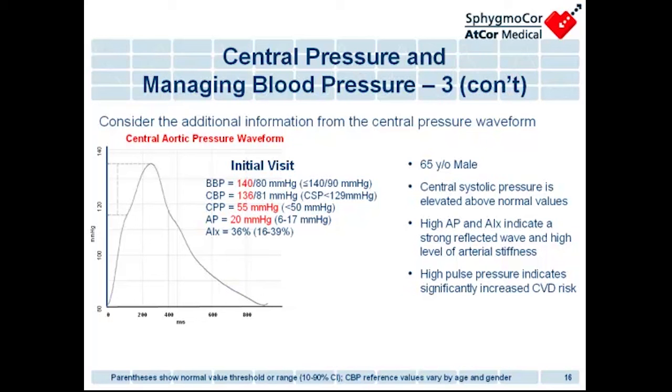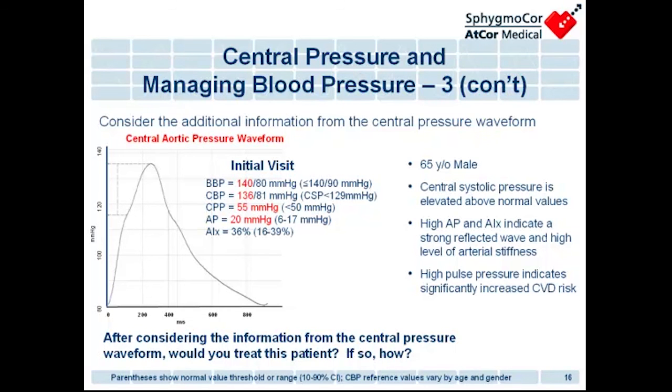Basically, we've got a central pulse pressure that's really above the danger zone and an augmentation pressure significantly elevated. So again, the high augmentation pressure and augmentation index indicated a strong reflected wave and a high level of arterial stiffness. And the high pulse pressure indicates significantly increased cardiovascular risk.